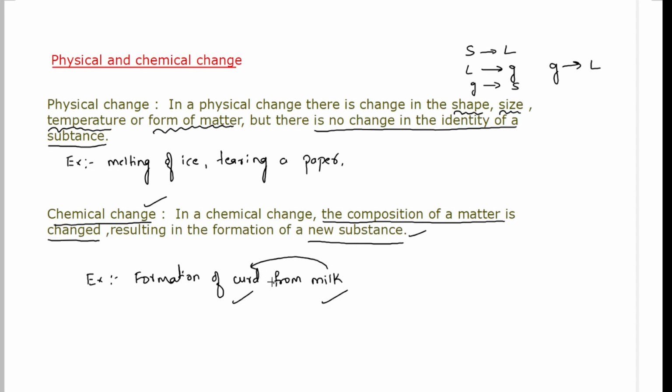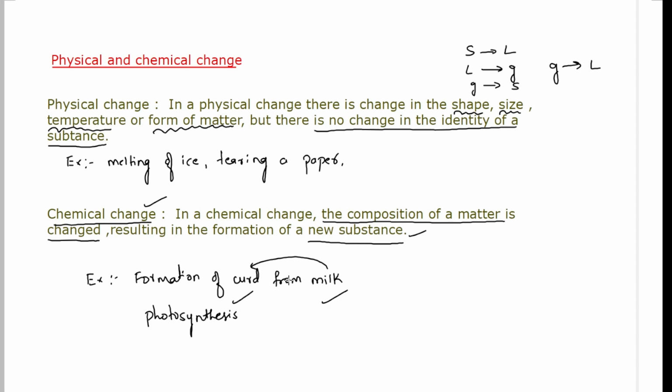You can easily observe that milk has different properties and curd has different properties. The taste of milk and curd are also completely different. Here the new substance is being formed. So we can call this a chemical change. Then photosynthesis. It is also a chemical change.